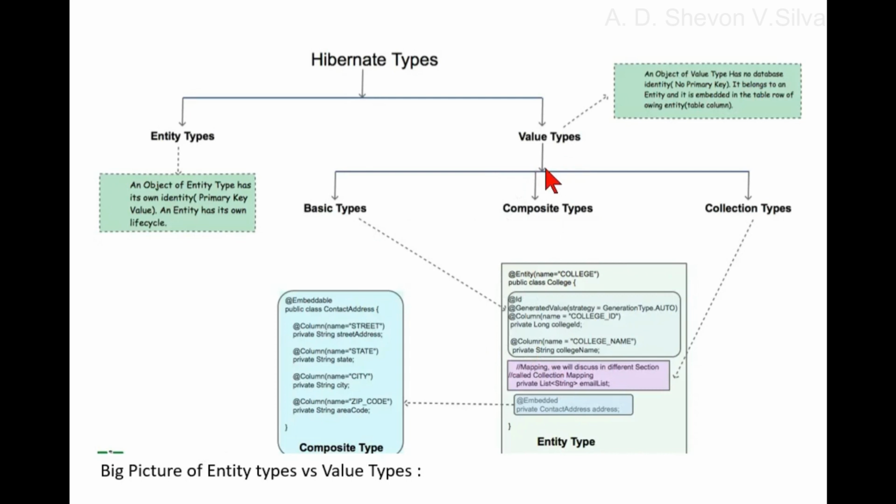Entity type has basic types, composite types, and collection types. Basic types you can see here, and composite types here, and collection types here, and here the mapping we will see.